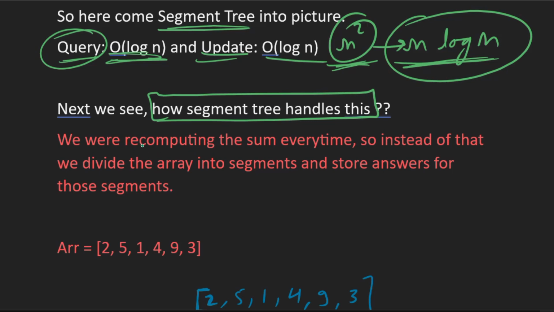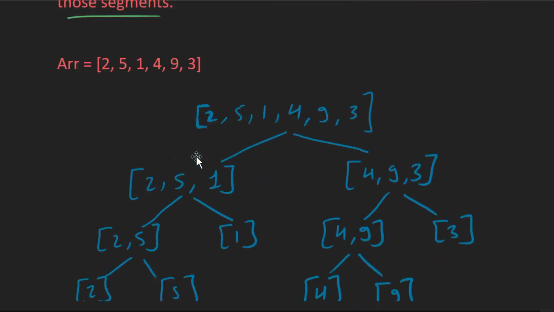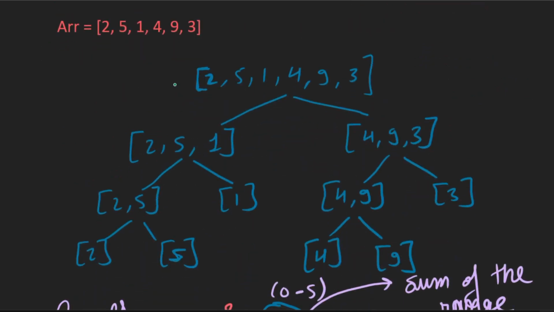Next we'll see how segment tree handles updation and query efficiently. Earlier we were recomputing the sum every time, either using the loop from L to R or using the prefix sum. Now instead of that, we'll divide the array into segments and store the answer for those segments. So let's see. Suppose we are given the array 2 5 1 4 9 3.